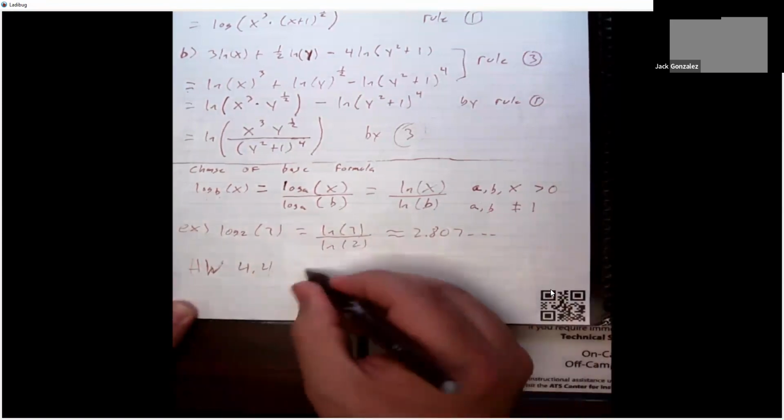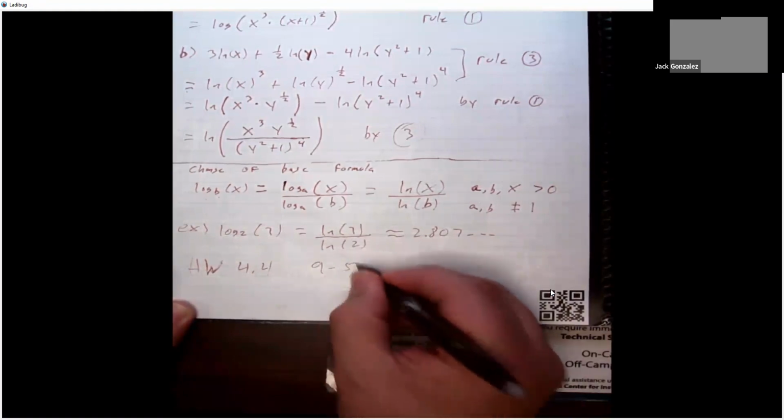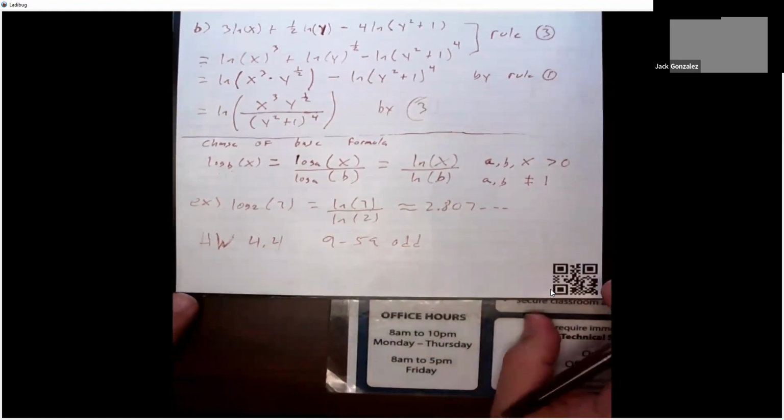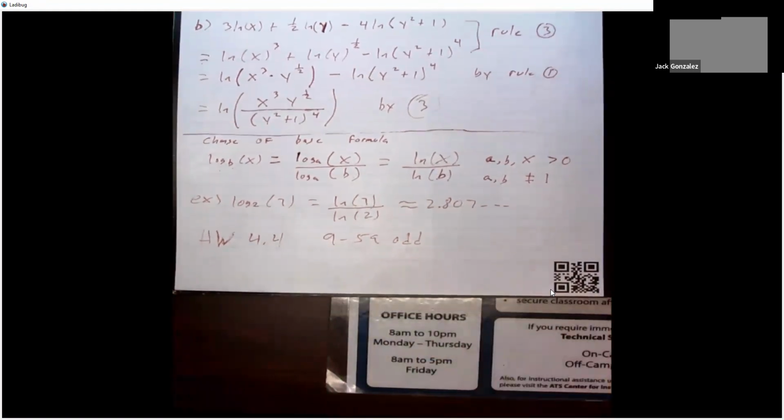4.4 homework is 9 through 59. This one will be a little longer than the rest because these rules are important for you to be comfortable with. Without being comfortable with the rules, you can't do the next couple of sections. And again, like I said, the majority of the test will be the later sections of chapter 4 material. I will stop here. Do you guys have any questions on 4.4?